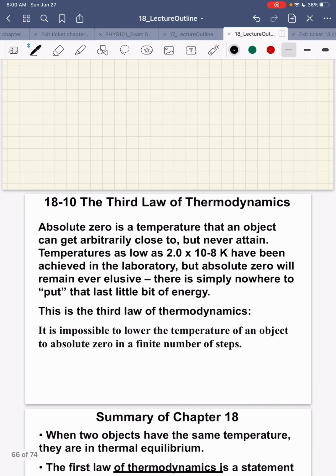There is a third law of thermodynamics, which talks about absolute zero as a temperature that an object can get arbitrarily close to but never attain, which means we cannot attain absolute zero. Temperatures as low as 10 to the minus 8 Kelvin have been achieved in labs, but absolute zero will remain ever elusive. There is simply nowhere to put that last little bit of energy. This is called the third law of thermodynamics: it is impossible to lower the temperature of an object to absolute zero in a finite number of steps.